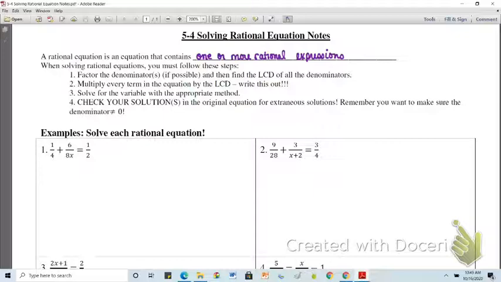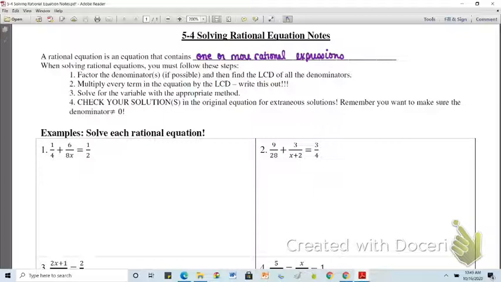Step 3, you're going to solve for the variable with the appropriate method. If it's linear, solve it. If it's a quadratic, factor and solve it. And then you're going to check your solutions. Because of the algebra we use, sometimes this causes extraneous solutions. Remember, those are extra solutions that don't work in the problem. We need to make sure the denominator does not equal 0 because we cannot divide by 0.